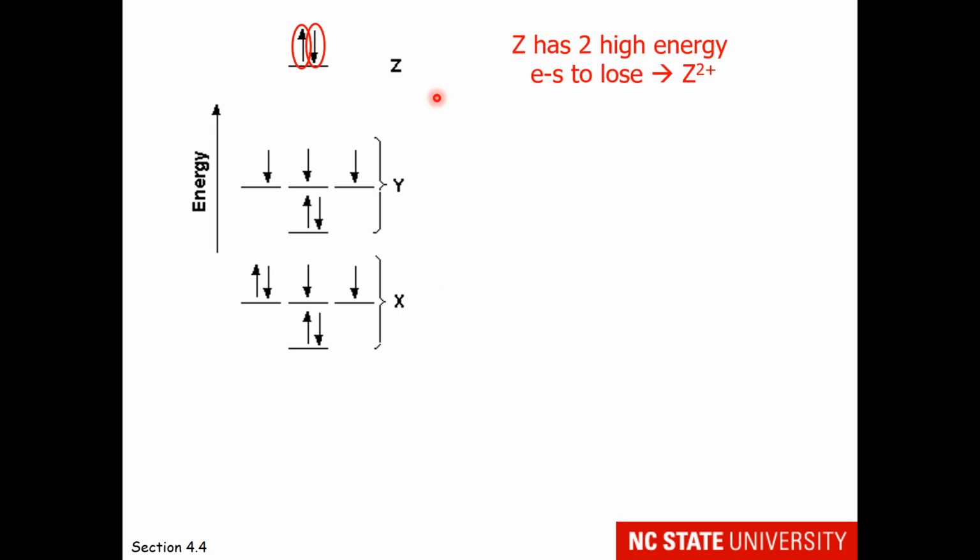So in this mystery universe, whenever Z meets Y or X, it has electrons that are far away from the nucleus, which means it has low ionization energy. So Z has 2 high energy electrons to lose. So it will become Z2+ upon meeting either of these 2 elements.